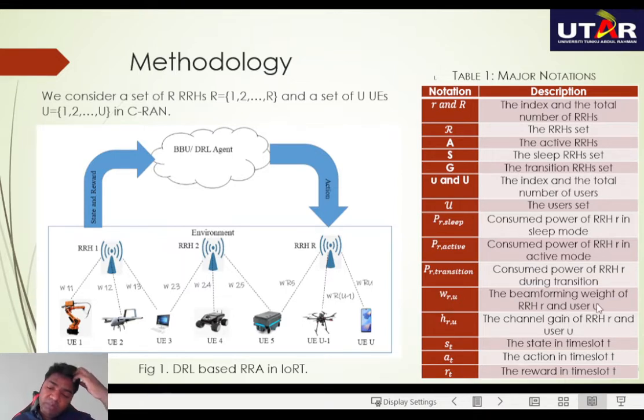W_RU is the beamforming weights. H_RU is the channel gain. S_t is the state, A_t is the action, and R_t is the reward in time slot t.